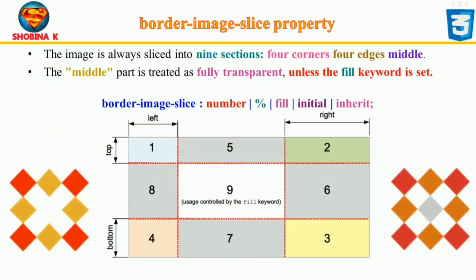The border image slice property can take from 1 to 4 values to represent the position of each image slice. The negative values are invalid and the values greater than their corresponding dimensions are clamped to 100%. If there is only one component value, it is applied to all the sides. If there are 2 values, the top and bottom are set to the first value and the right and left are set to the second value. If there are 3 values, the top is set to the first value and left and right are set to the second and bottom is set to third. If there are 4 values, then it is applied to top, right, bottom and left respectively.